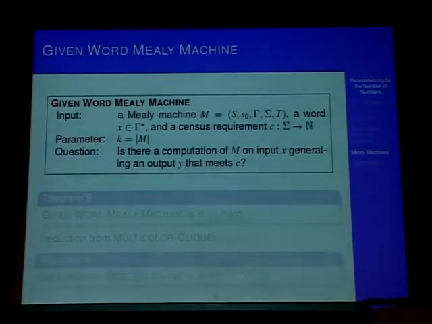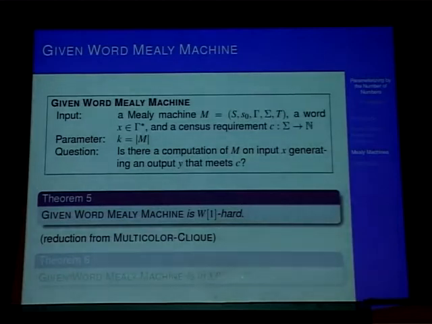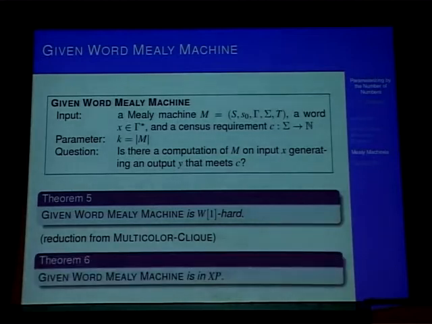And then by reduction from multicolor clique, we showed that unfortunately this problem is W[1]-hard. But we also give a simple dynamic programming algorithm showing that it is in XP. So notice that what is unbounded in the input here is the size of X, the input word. So we have to somehow describe the graph, which is an instance of multicolor clique, in X, and then build a machine that does all this stuff.